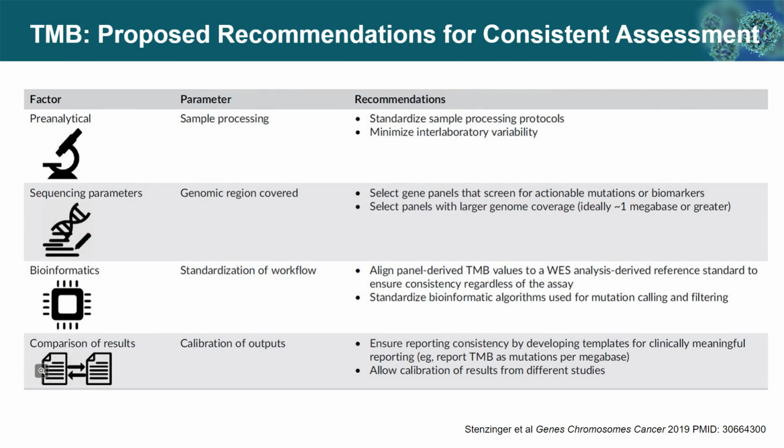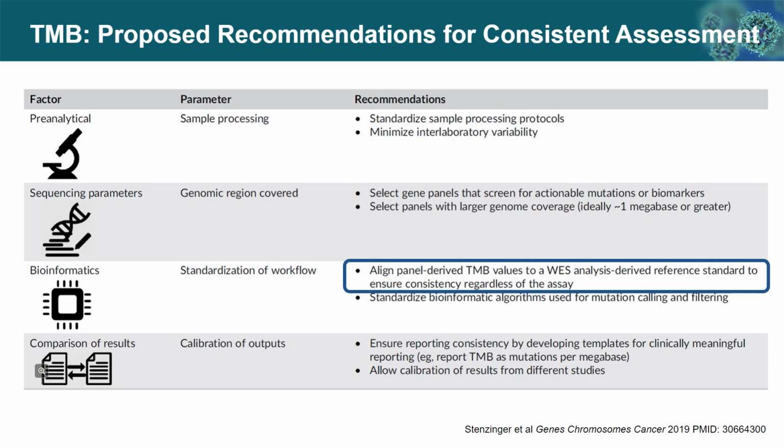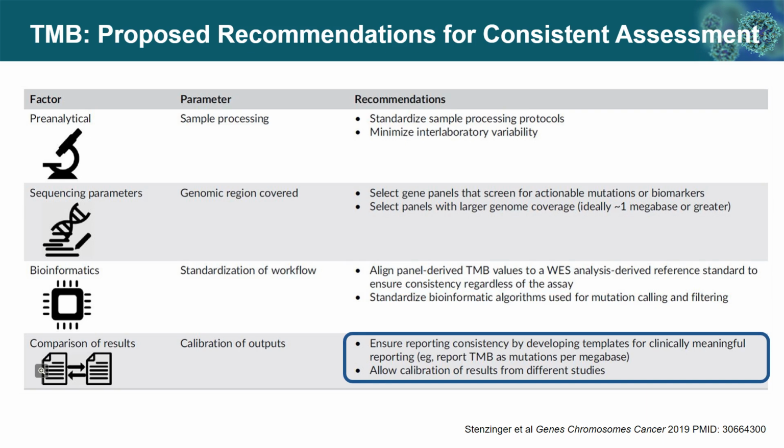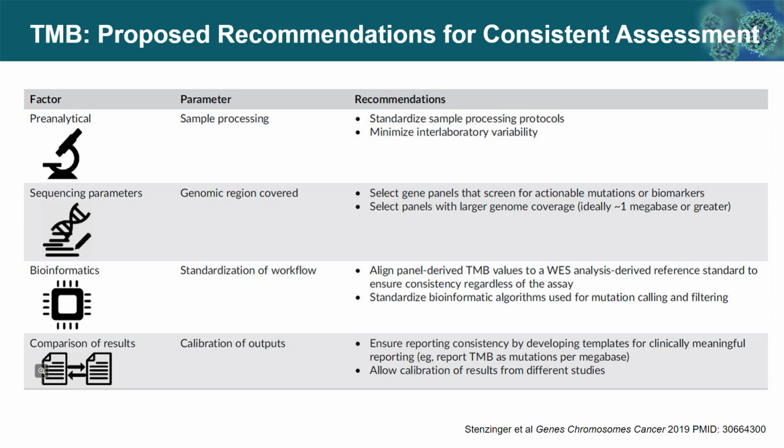For consistent assessment of TMB, multiple recommendations have been proposed, covering pre-analytic factors, sequencing parameters, bioinformatics, and comparisons of results. This includes standardization of sample processing protocols, larger genome coverage of at least 1 megabase, alignment of panel-derived measurements to whole exome sequencing-derived standards, and development of templates and consistent reporting as well as calibration across multiple sites.